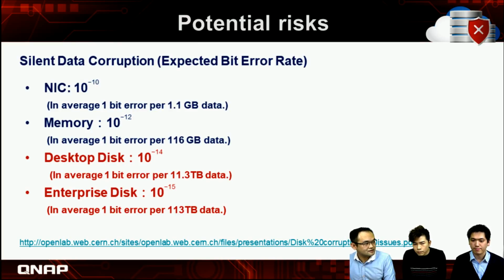Okay, but let's take a look at the first one, the NIC, right? The NIC has, on average, 1 bit error per 1.1 gigabytes of data. But does it really cause any file error or any running or operating error? Okay, let's talk about the next slide.